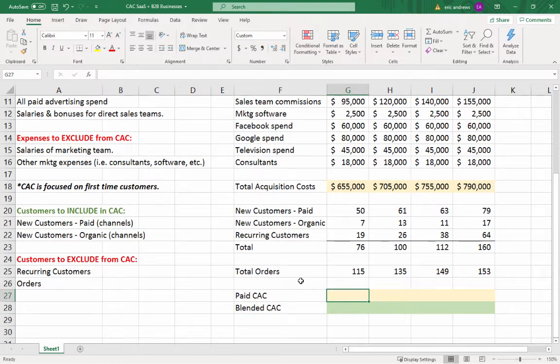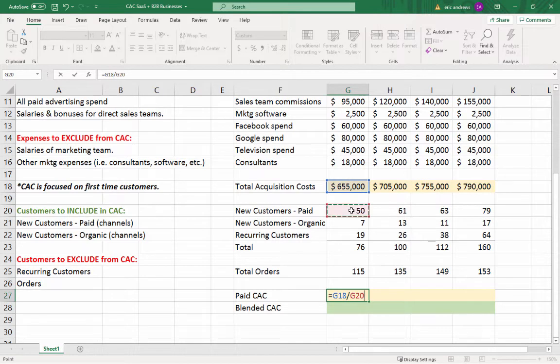Paid CAC is your total paid advertising divided by the total customers that we can attribute to those paid channels. So in this situation, it's your total acquisition cost divided by customers from the paid channels, because the acquisition cost is the cost of all of our paid activities. So we're saying this is $13,100 for our paid CAC.